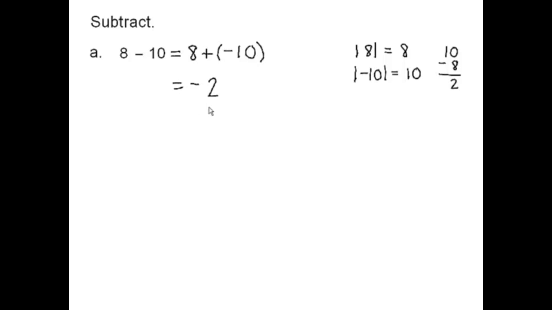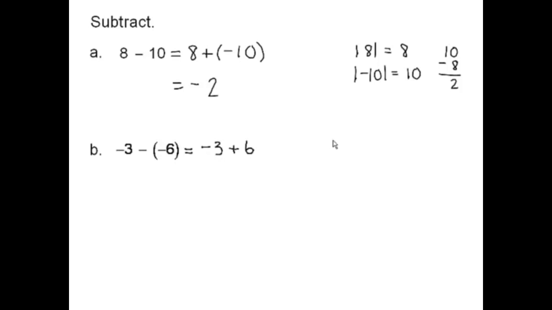Let's try another example. Negative 3 minus a negative 6. So we are subtracting two negative numbers. Again, we can rewrite this as adding the opposite. So we have negative 3, then we add the opposite of negative 6, which is positive 6. So we have negative 3 plus 6. Now we're adding two integers with different signs.